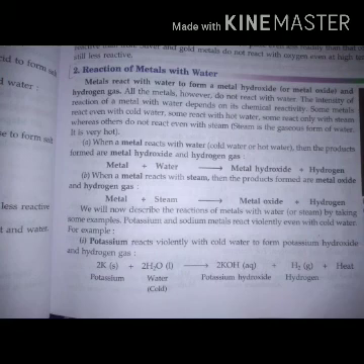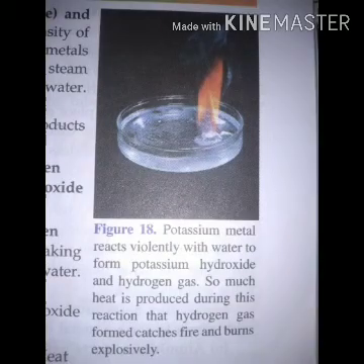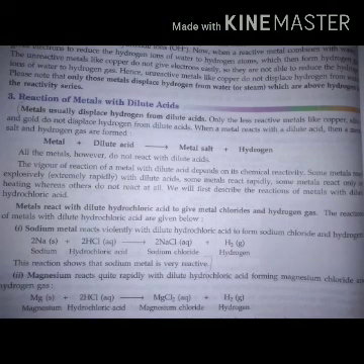For example, potassium reacts violently with cold water to form potassium hydroxide and hydrogen gas. The reaction of potassium metal with water is highly exothermic, due to which the hydrogen gas formed during the reaction catches fire immediately. Thus, potassium is a very reactive metal. Magnesium metal does not react with cold water.